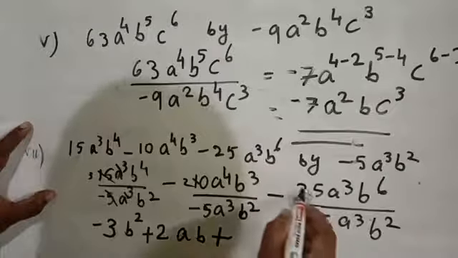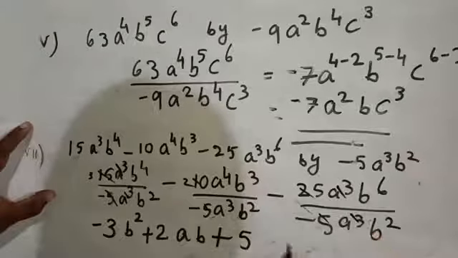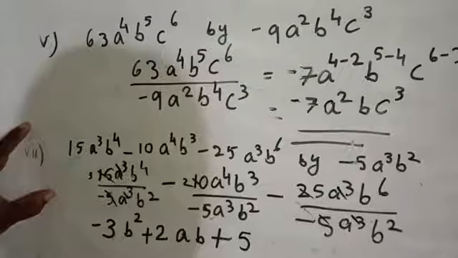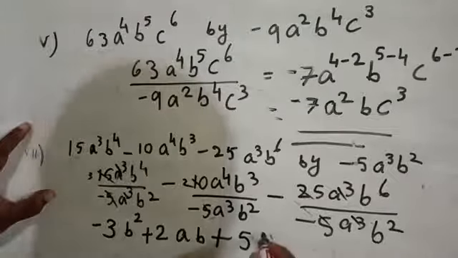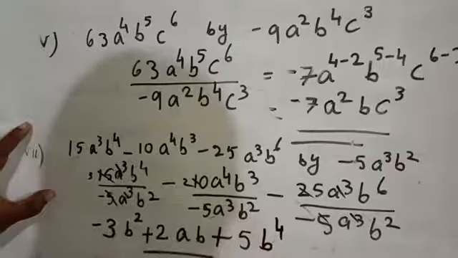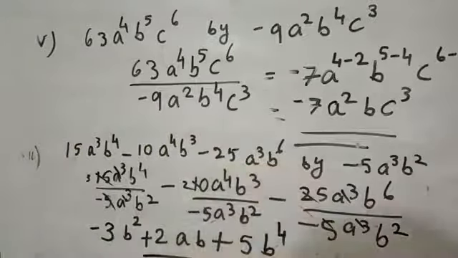5, 1 5s are 5, 5 5s are 25. A cube and a cube get cancelled. B raised to 6, b raised to 2. We know that a raised to m by a raised to n is a raised to m minus n. So here b raised to 6 minus 2. What is 6 minus 2? 4. 6 minus 2 is 4. So this is the answer: minus 3b square plus 2ab plus 5b raised to 4.